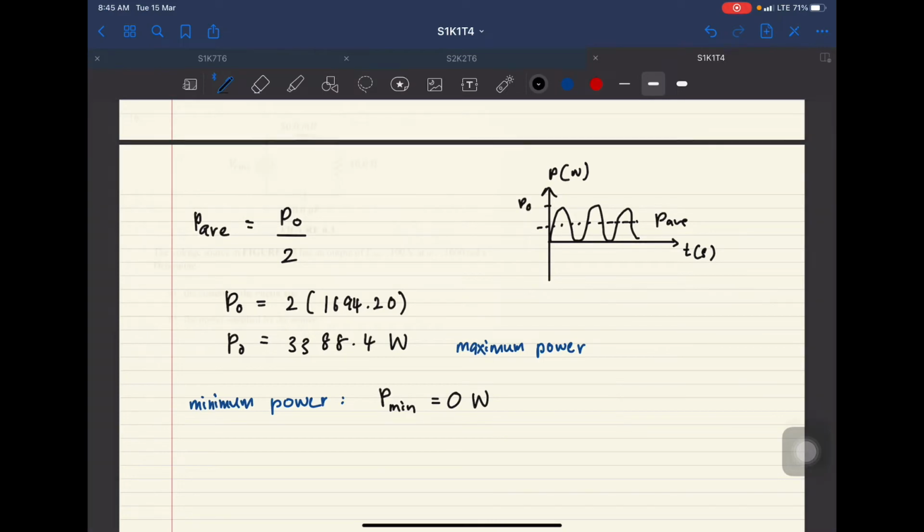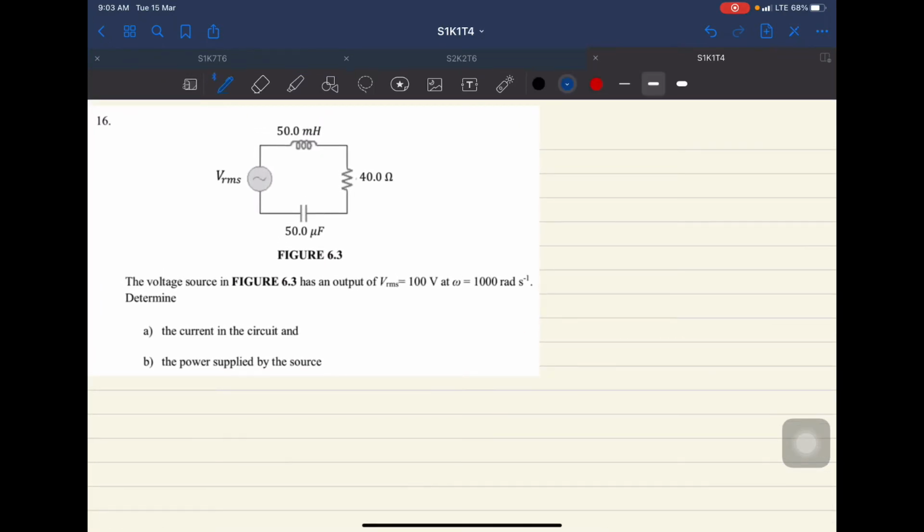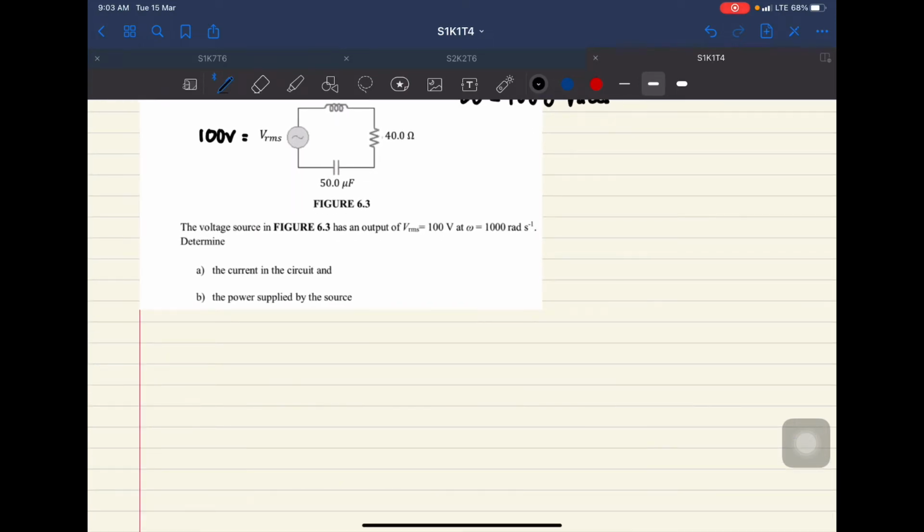Okay, for question 16, they give you a circuit consisting of resistor, inductor and capacitor. So this one is an RLC circuit. And then given that the Vrms is 100 volt, and omega is 1000 radian per second. Okay, the first question, they want to find the current in the circuit.